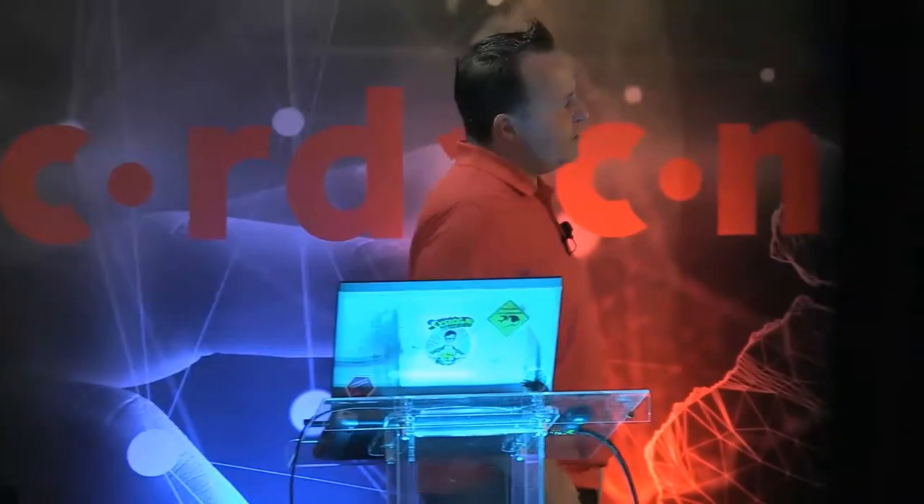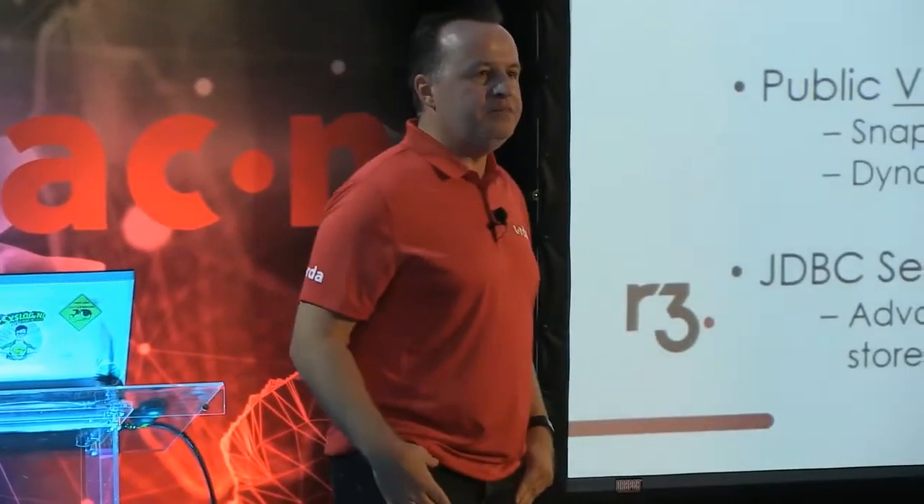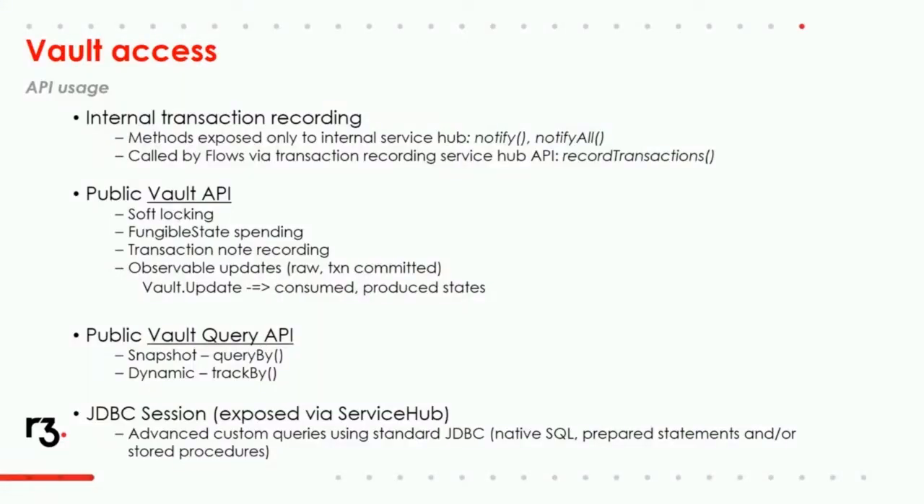So, Vault access. Now I'm going to talk a little bit about the APIs. What does it mean to access the Vault? The key point here is that to update the vaults in terms of insert operations and update operations, most of the work is actually done by internal pre-built flows. There are a couple of methods that are exposed to the internal Service Hub.